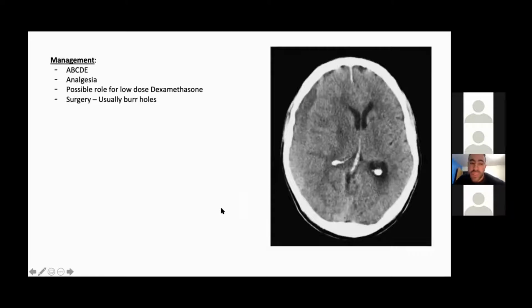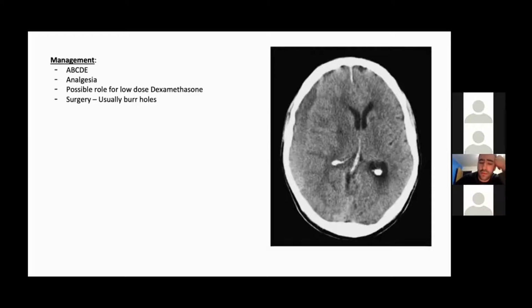So management of these patients, again, you start with ABCDE. I'll always state this, but this guy is not that unwell at the moment, because he's got a 2-week history. Analgesia is important because they do have some very horrible headaches. There's a not necessarily well-backed argument for use of low-dose dexamethasone. People variably use dexamethasone with these patients to help reduce the swelling around the hematoma itself. But the mainstay treatment is surgery.